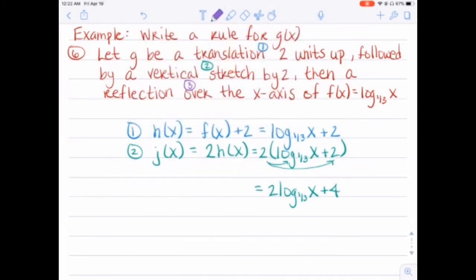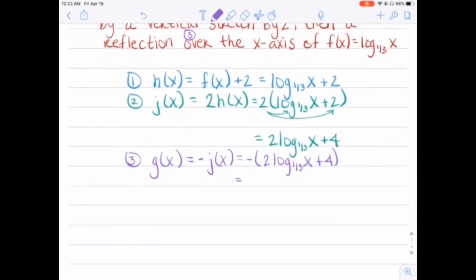All right, finally, number 3, and this will be our g of x. This is our final transformation. We need to reflect over the x-axis. So reflections are a negative on the outside. It's going to be negative j of x. So our entire j of x function has to go in parentheses with a negative on the outside. So negative parentheses 2 log base 1/3 of x plus 4, and that would give us a final answer, distributing the negative through, just like we did with the 2 above: negative 2 log base 1/3 of x minus 4.